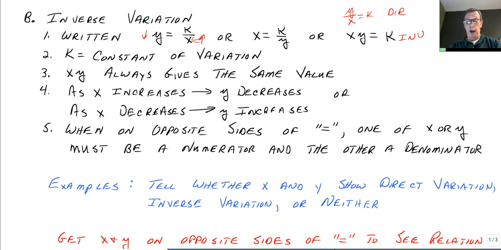Okay, and so I think we've covered all this. Once again, one way to tell if you have inverse variation is to put the x and the y so that they're on opposite sides of the equal sign. One of them has to be a numerator, one of them has to be a denominator. Okay, let's work a few problems.